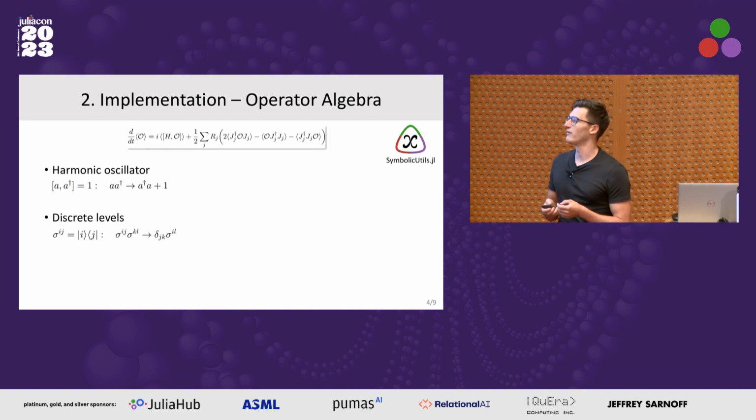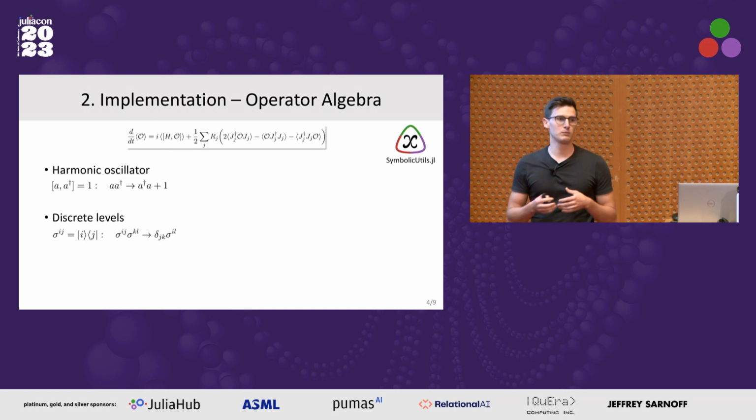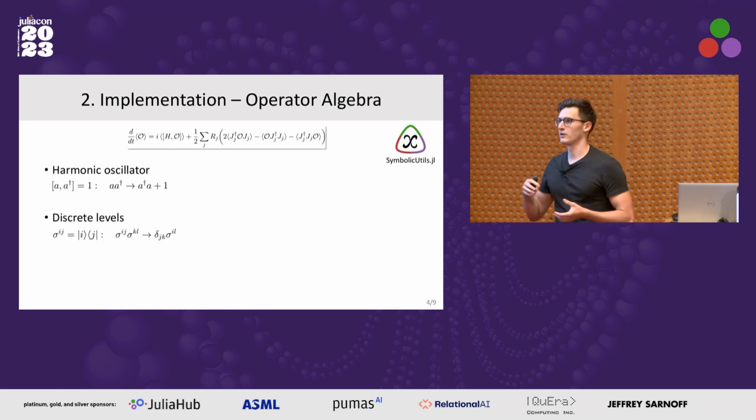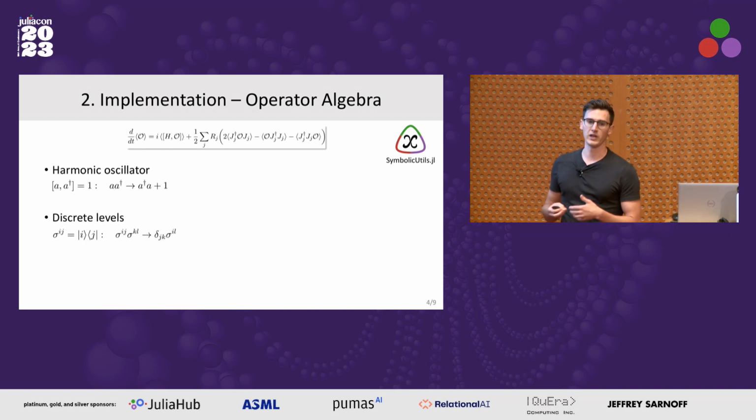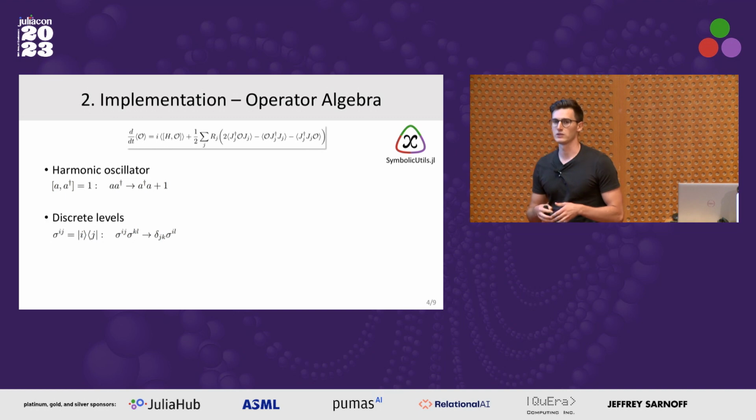discrete energy levels. But it turns out that most Hamiltonians or most systems in quantum optics, but also in quantum information, can simply be reduced to combinations of these two Hilbert spaces, so there isn't much more than these two, actually. For the implementation of the harmonic oscillator, we just need to implement this commutation relation that the commutator of A and A dagger is equal to 1.